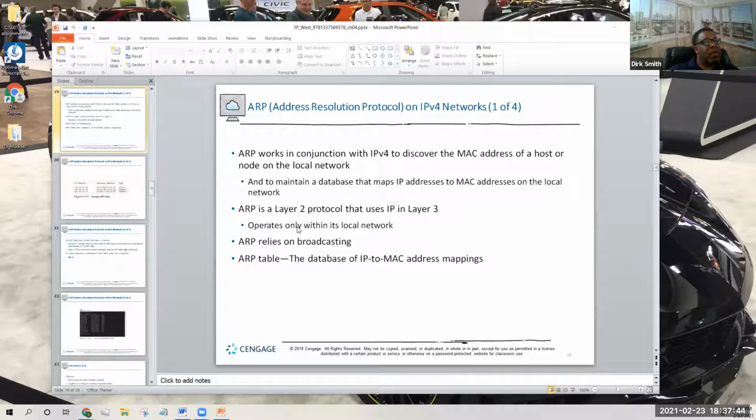ARP works at layer 2, and it uses IP in layer 3. ARP is a layer 2 protocol that uses IP in layer 3 of the OSI model. It operates only within the local network. ARP relies on broadcasting, and you can see the ARP table.